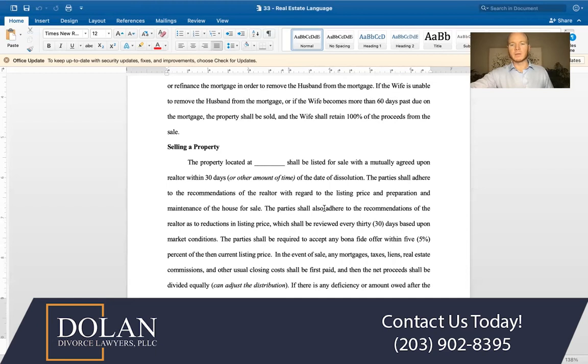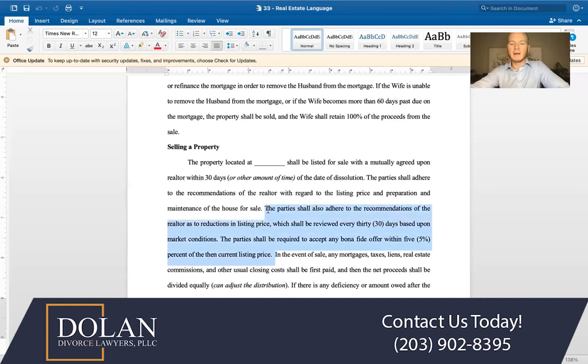The party shall also adhere to the recommendations of the realtor as to reductions in listing price, which shall be reviewed every 30 days based upon market conditions. The party shall be required to accept any bona fide offer within 5% of the then current listing price.